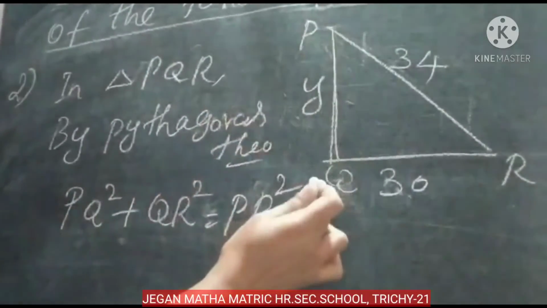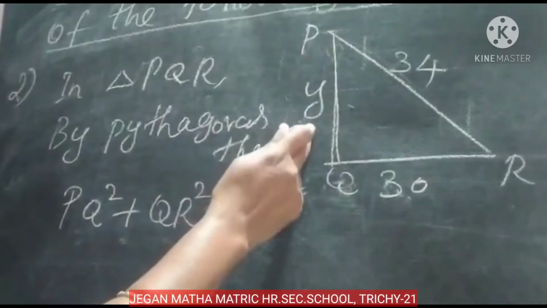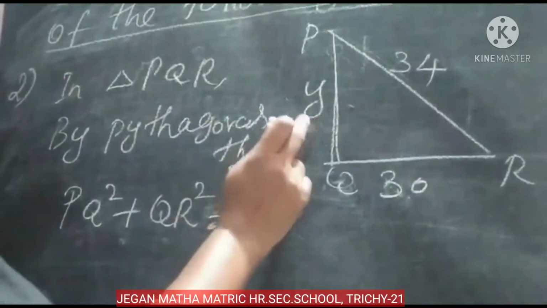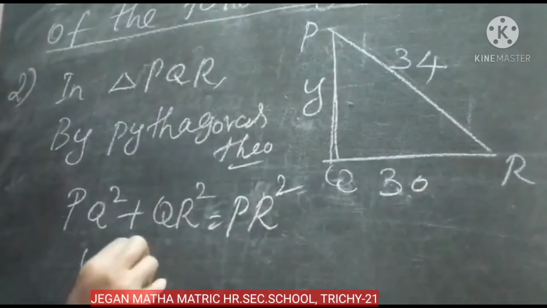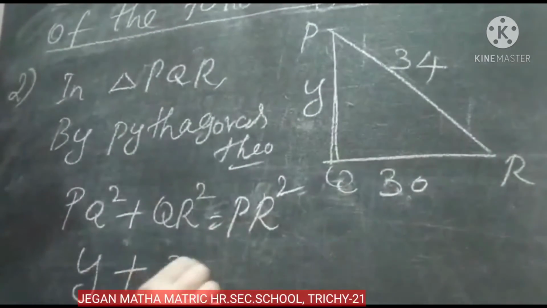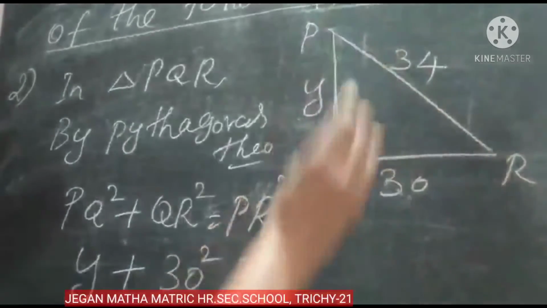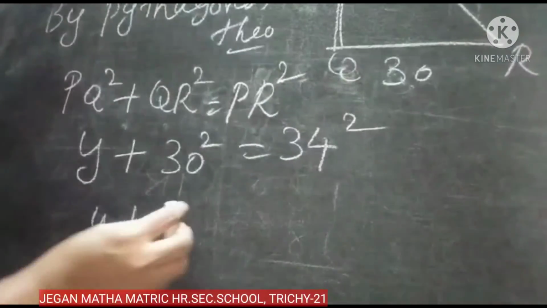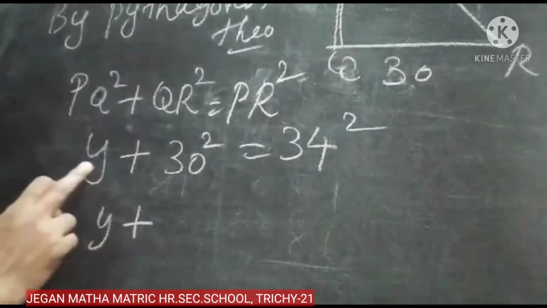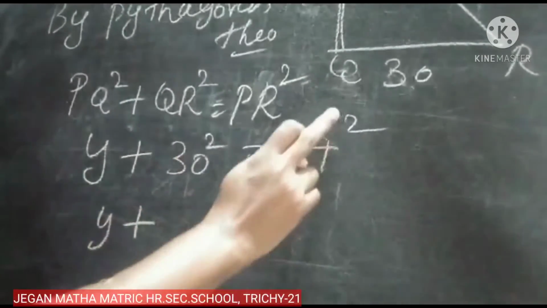PQ square, here we don't know the value. You want to find out this value only, y. Find out the unknown side. This is the unknown side. So keep it as it is: y plus QR square, that is 30 square, equal to PR square, that is 34 square. So first you have to find out this one, y plus 30 square equal to 34 square.